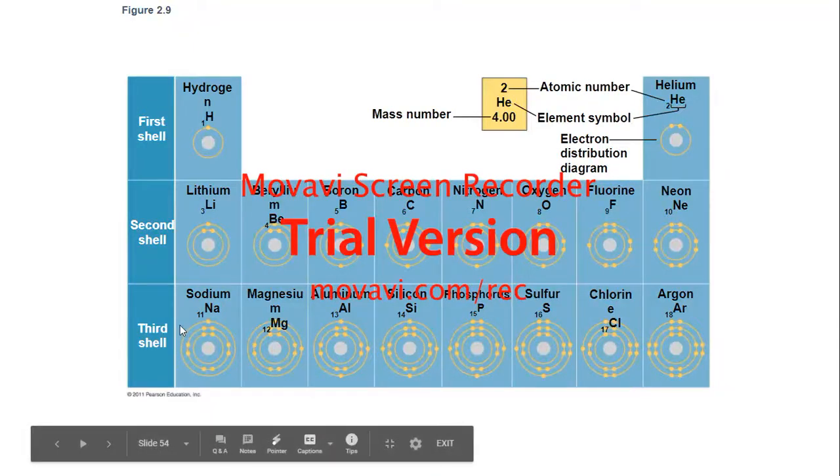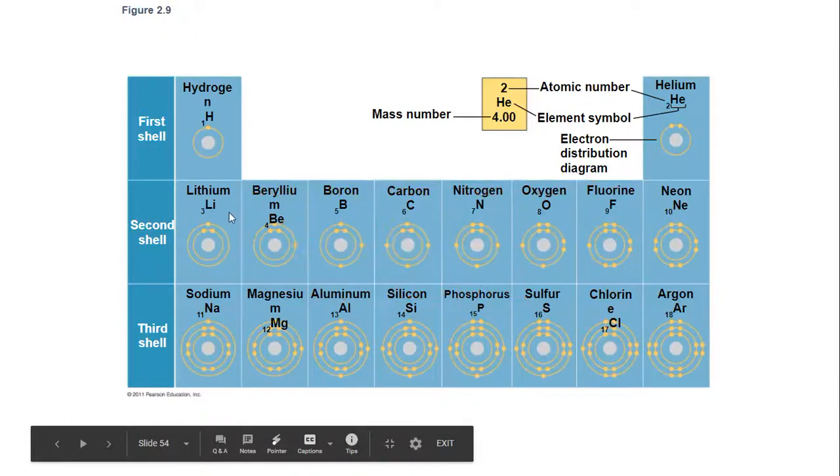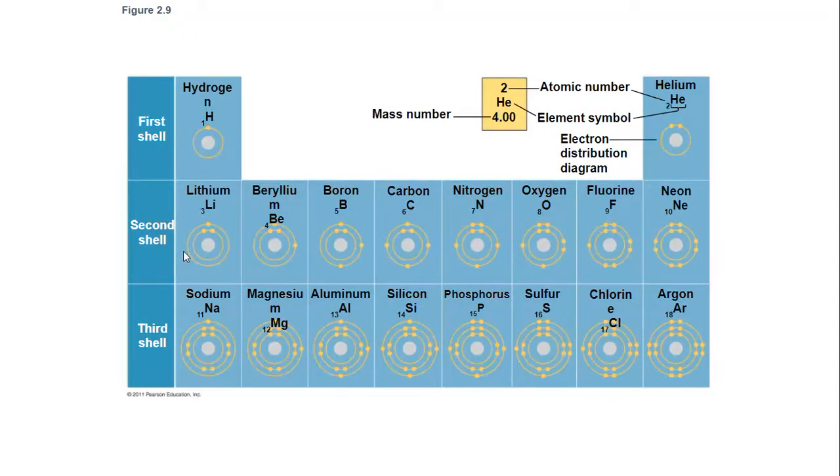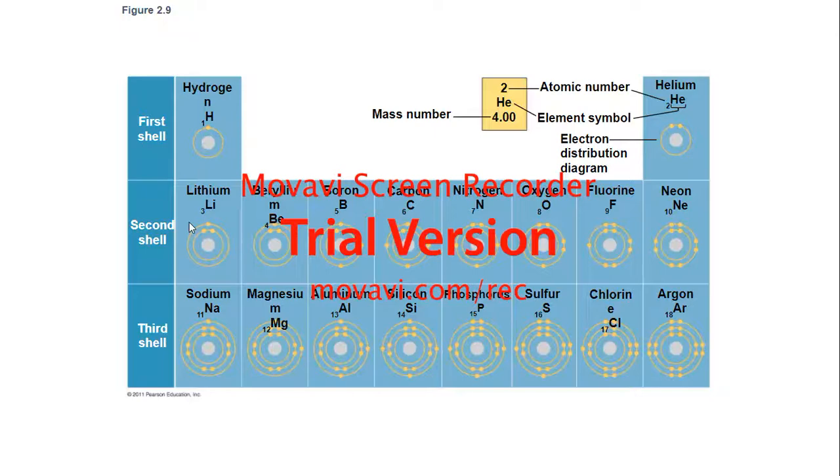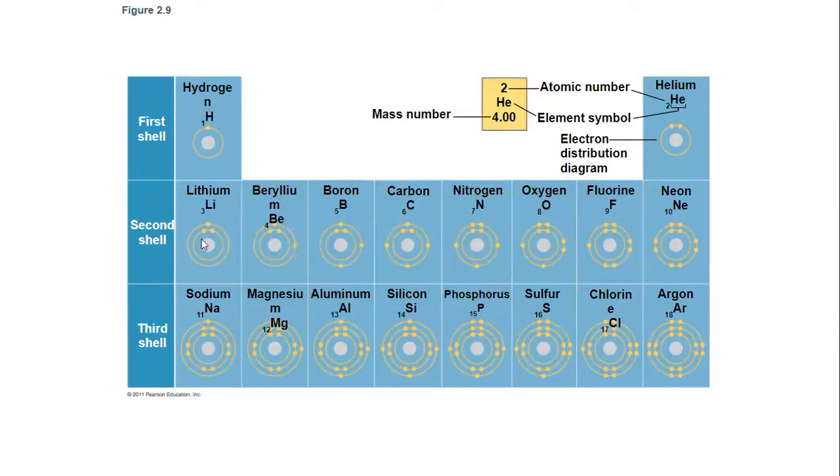It's the outer shell, which holds what are called valence electrons. The electrons in the outer shell are the ones that take part in chemical reactions. So that should make sense. The electrons in the outer shell are called valence electrons, and they're the ones that take part in chemical reactions. The inner electrons don't take part in chemical reactions.